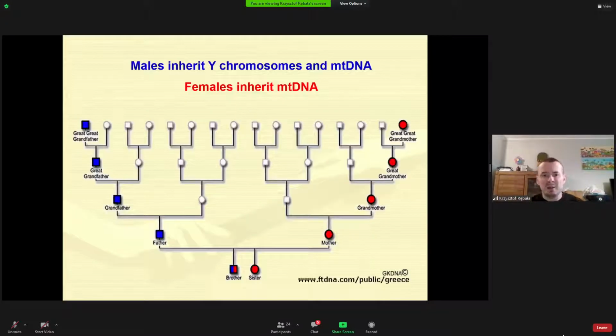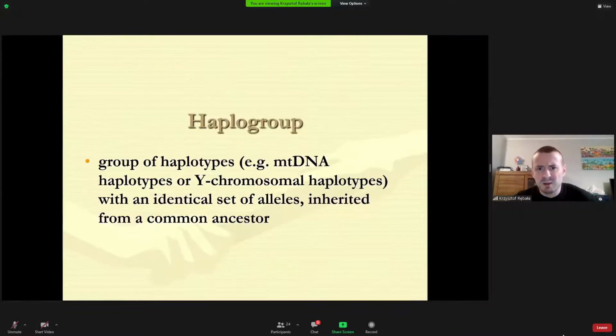Okay, just to sum up, males inherit Y chromosomes and mitochondrial DNA, but they do not transfer mitochondrial DNA to next generations, and females inherit mitochondrial DNA and of course transfer it to the next generation. Okay, I will skip that.